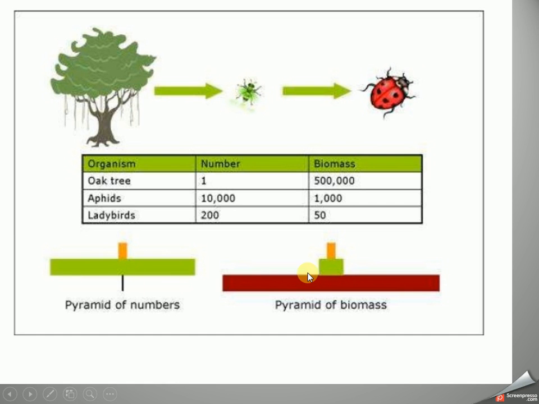Okay, and it should get smaller as you go up. And you guys know that you lose energy as you go through the food chain. So that's why the pyramid gets smaller and smaller. So yeah, that's just a reminder of pyramid of numbers versus pyramid of biomass.